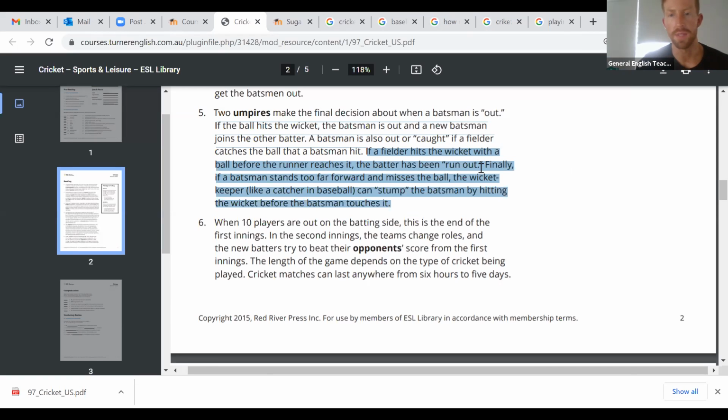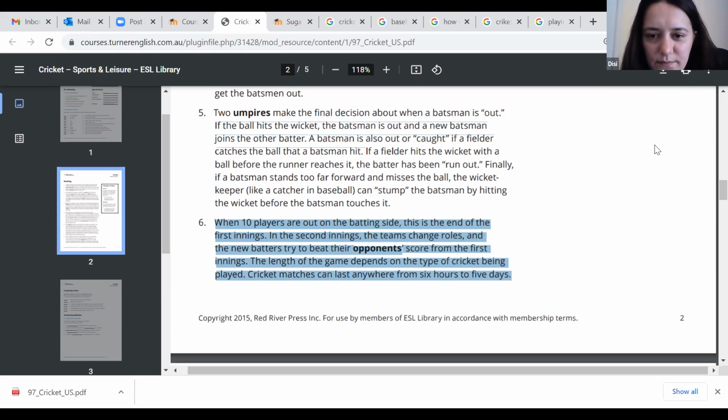So these are just terms to explain what's out and what's not. If you hit the ball first, then you are out. If you're standing too close and you miss the ball, you can catch it and then you score. The other guy or girl goes out. Okay, Didi, next person. Tien?